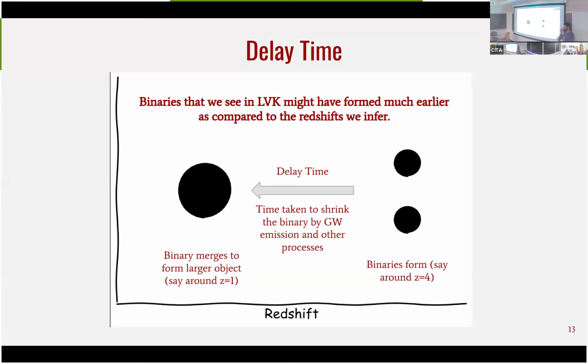You can think of this roughly as the time taken to shrink the binary by gravitational wave emission and other processes. So a binary could start off at, say, a redshift of z equal to 4. Maybe it formed black holes then. But because they're far apart, it will take a lot of time to spiral slowly and then merge. And maybe they merge at around z equal to 1. The time difference between z equal to 4 and z equal to 1 would be the delay time of the binary.